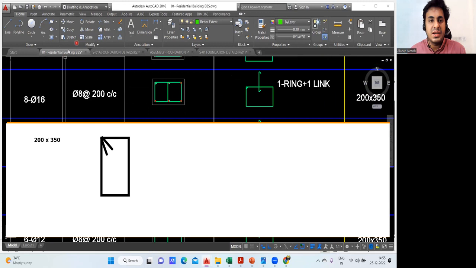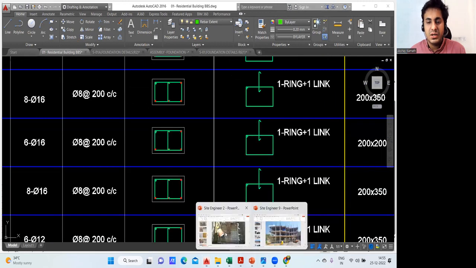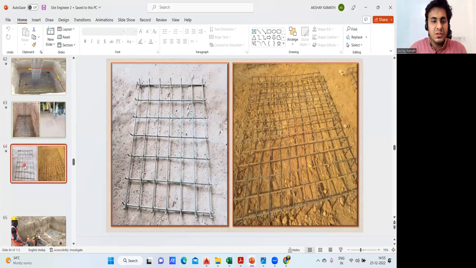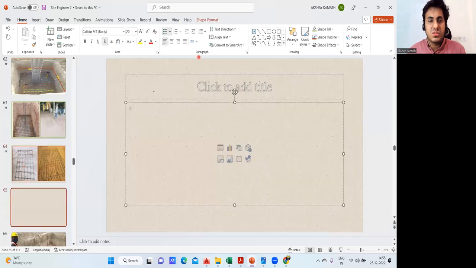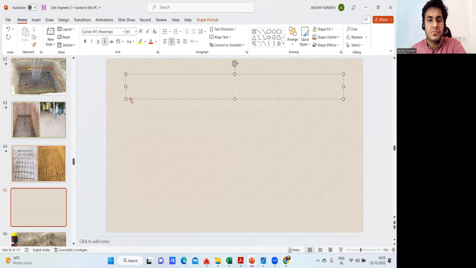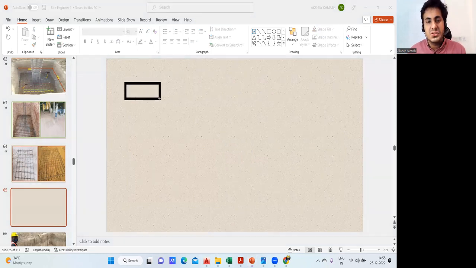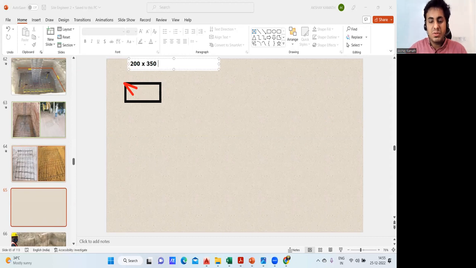So what I'll do is I'll go here and draw it somewhere here. Yeah, so it is something like this. This is the lateral tie I'm supposed to put. Okay, so it will take some time for you to understand the concept, but it is very simple. And what is the column size? Column size is 200 by 350 mm, isn't it?